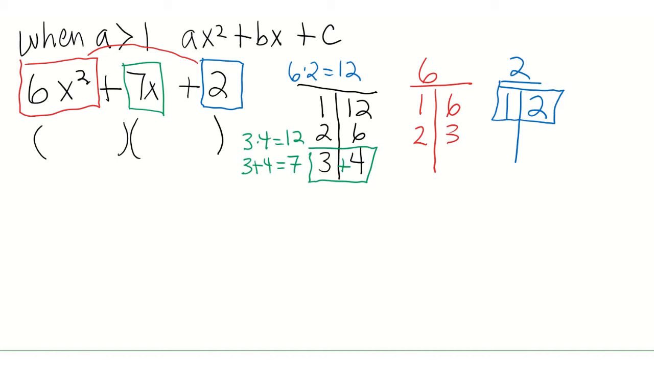Now I just need to look to see, am I going to use the 1 and the 6 or the 2 and the 3? The way that I determine that is I go to the factors that I found with my AC, that 3 and that 4, and what I need is one factor of my a multiplied by one factor of my c to get each of those numbers. So in order to do that, that tells me I'm going to want to use my 2 and 3.